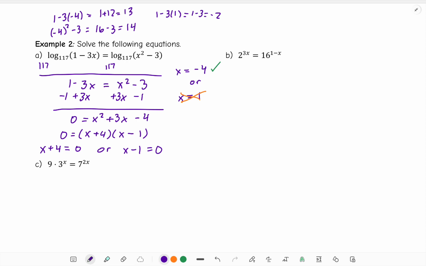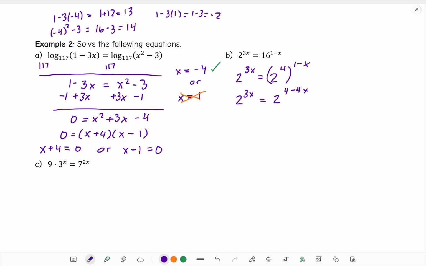Now in part B, again, we've got two exponential expressions. We're going to try to rewrite it with the same base. And the same base we're going to shoot for here is 2, because 16 is 2 to the 4th. Now don't forget, the 2 to the 4th only replaces the 16. We still have 1 minus x. So we get 2 to the 3x equals, and when you have a power to a power, you multiply. So that would be 4 minus 4x.